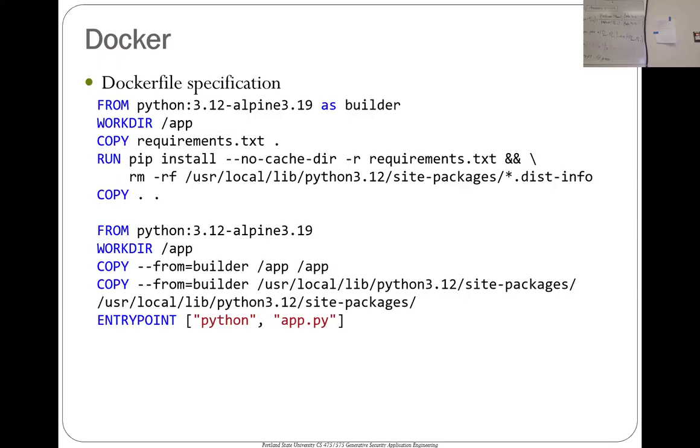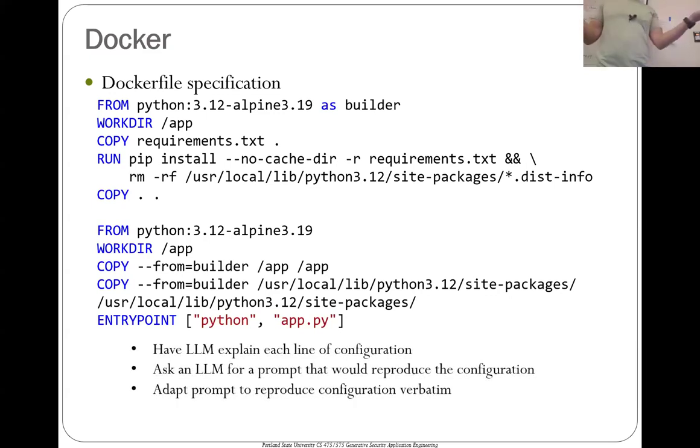And then you're like, okay, I'm just going to copy the artifacts directly and then run the thing. So again, have the LLM explain to you the specification of a multi-stage Docker build. So you learn something about Docker, and then ask for the prompt, see how the LLM produces the prompt for itself, and then try adapting it to get this back.